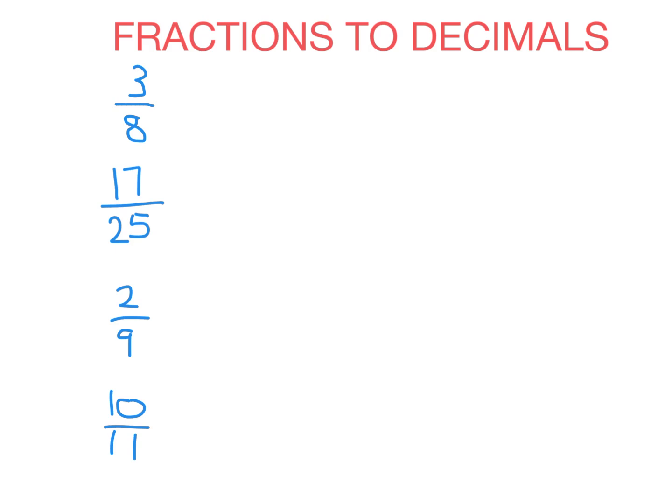Thank you so much for tuning into this video in which we will look at converting fractions to decimals. So one way you can do that is using the short division algorithm, because this line here means divide. This is 3 divided by 8, which is the same as saying how many times does 8 go into 3.